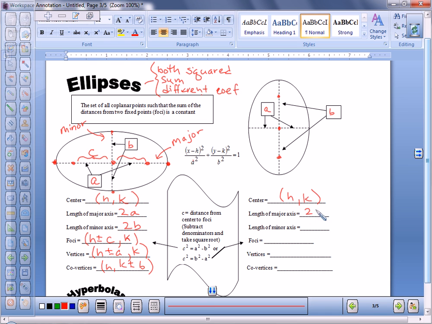And to find the foci, what would we add that c to? Okay, (h, k) plus c. Good. And to get our vertices, what do we add? Where do we add it? (h, k), plus 1 is k. Okay, k plus or minus b. And our co-vertices would be h plus or minus a.